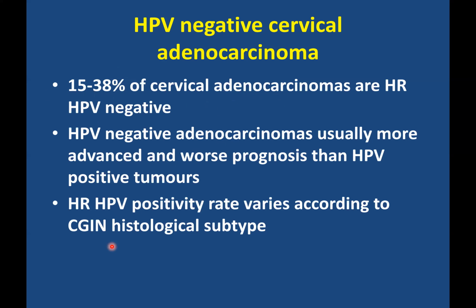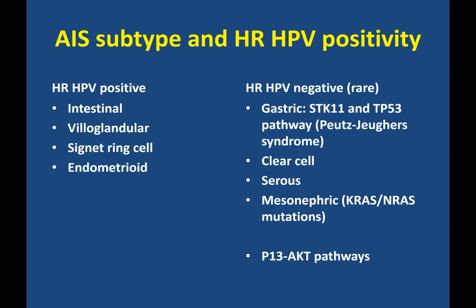When we turn to high-grade CGIN, the high-risk HPV positivity rate does vary according to the histological subtype. Now, these are the much more common histological subtypes. They're much more common than our high-risk HPV negative, and these are the ones that we will pick up on screening. And I must again say that these are much, much rarer.